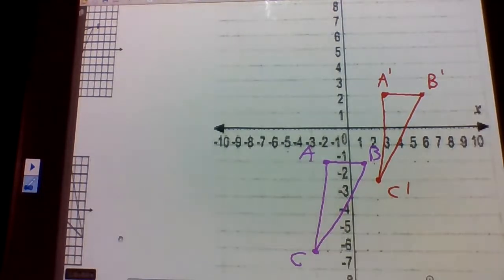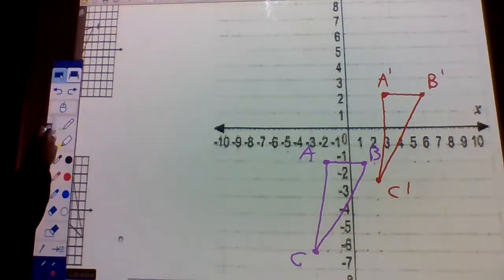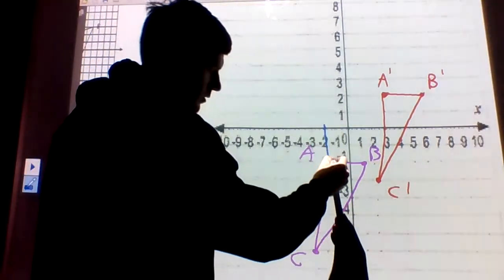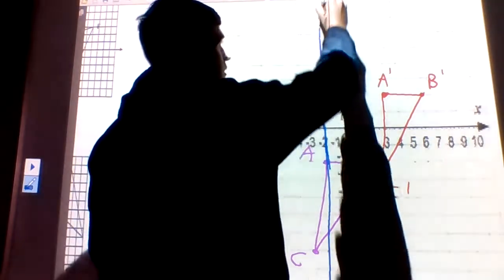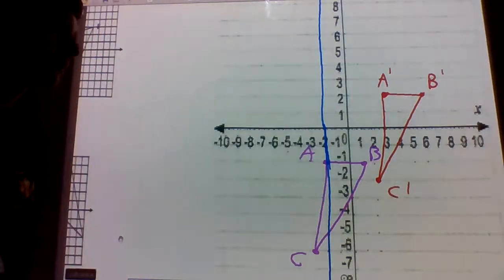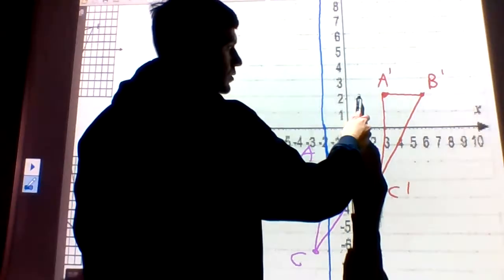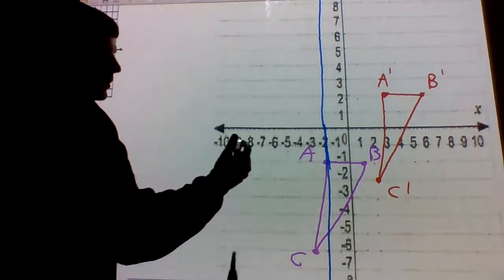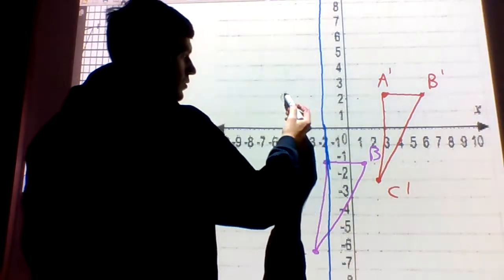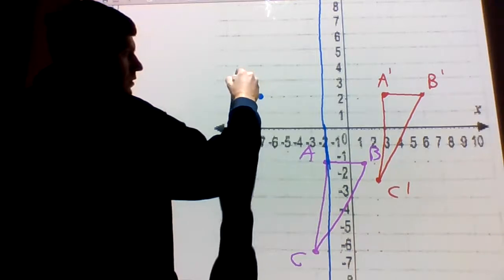There we go. Okay, now we want to reflect over the line x equals negative 2. Okay, so my line x equals negative 2 is right here, if I could trace it accurately. So we have to reflect over this line. A prime is 1, 2, 3, 4, 5 to the right, so A double prime needs to be 5 to the left. So 1, 2, 3, 4, 5. That's going to be A double prime.